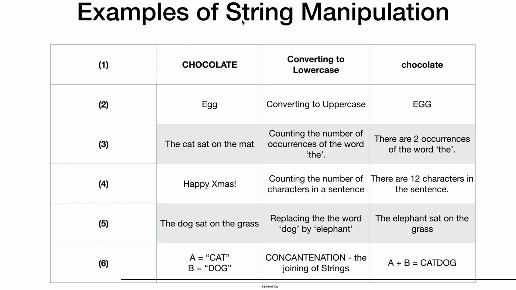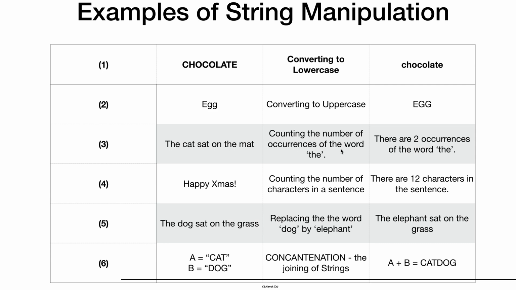So a string is a group of characters, and here are some examples. Now we can manipulate strings, and here are some examples of string manipulation. These aren't the only ways you can manipulate strings, but they are some of the ways. Number 1, chocolate. Chocolate is given in uppercase. We can convert it to lowercase using some sort of methods and functions. Here it is in lowercase. Conversely, 2, egg. You notice that some of the letters are in lowercase, so you can convert them to uppercase. Egg is in uppercase.